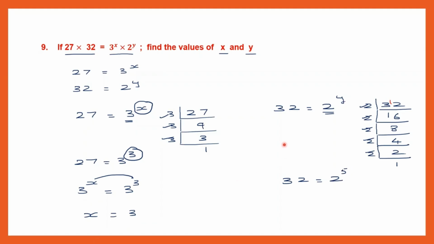Now here what does it say? 32 is equal to 2 to the power of y, and we got 32 is equal to 2 to the power of 5. That means 2 to the power of y is equal to 2 to the power of 5. That means y is equal to 5 because the base is the same and the powers are equal. That's how we got y is equal to 5. So what is our answer? x is equal to 3 and y is equal to 5.